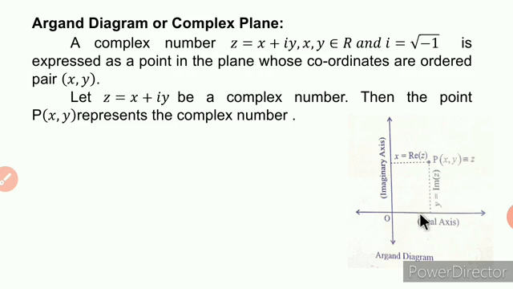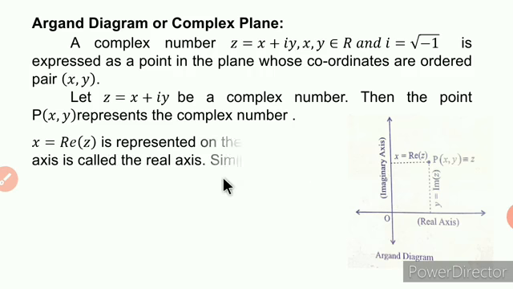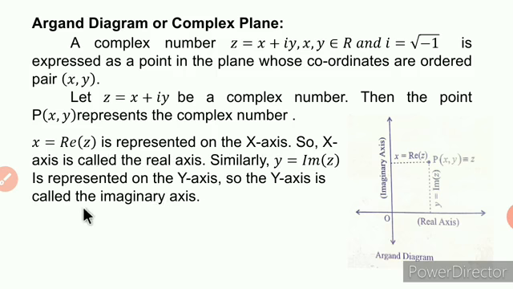X is the real part of z and it is represented on the x-axis. So this x-axis is called as real axis. Similarly, y is the imaginary part of z and it is represented on y-axis. So y-axis is called as the imaginary axis. So here x is equal to real part of z is represented on the x-axis. So x-axis is called as real axis. Similarly, y is equal to imaginary part of z and is represented on y-axis. So the y-axis is called as the imaginary axis.